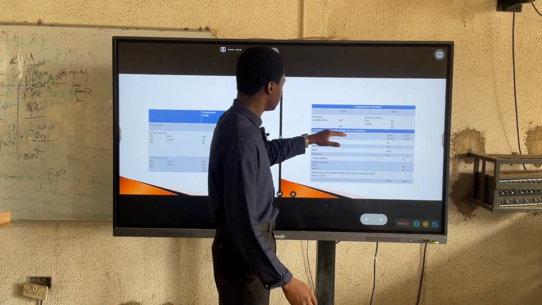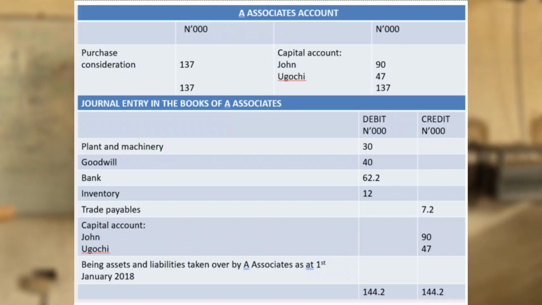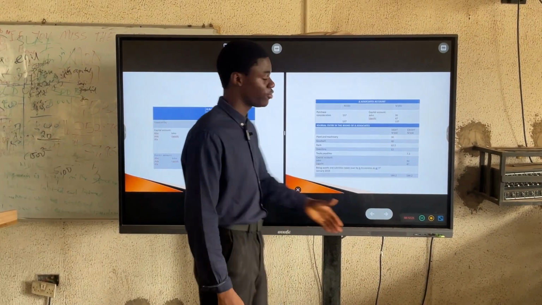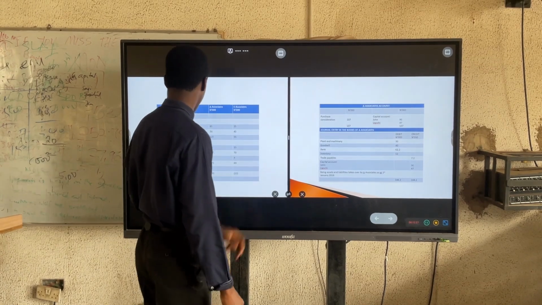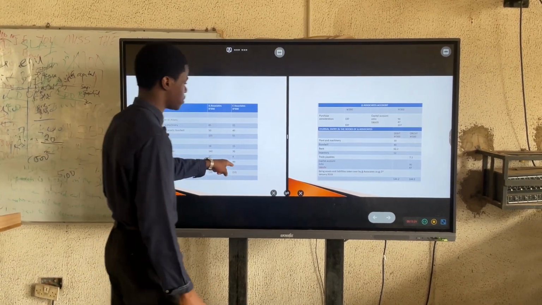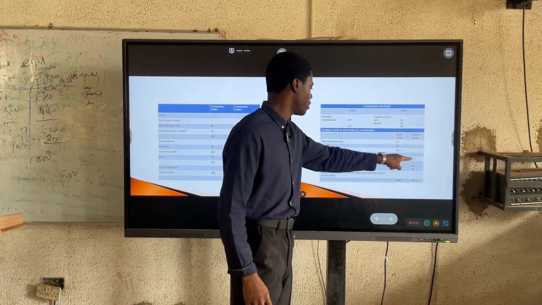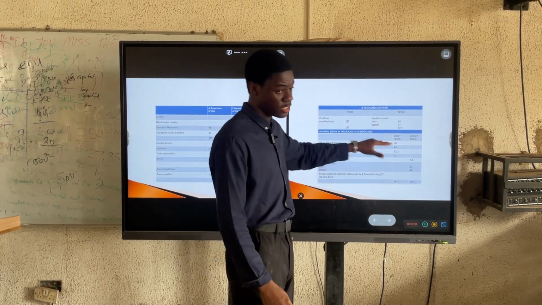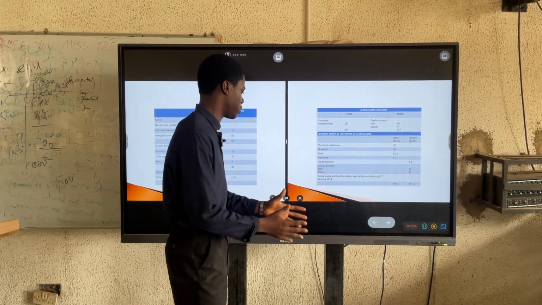Remember that now this is in the books of A associates. A associates did not take over all of the trade payables of E associates. They only took over 60%, and 60% of 12, which was in the financial statement of E associates, was 7.2. So they took over 7.2, and that's why it was credited. This is in the books of E associate now, the uniform partnership.